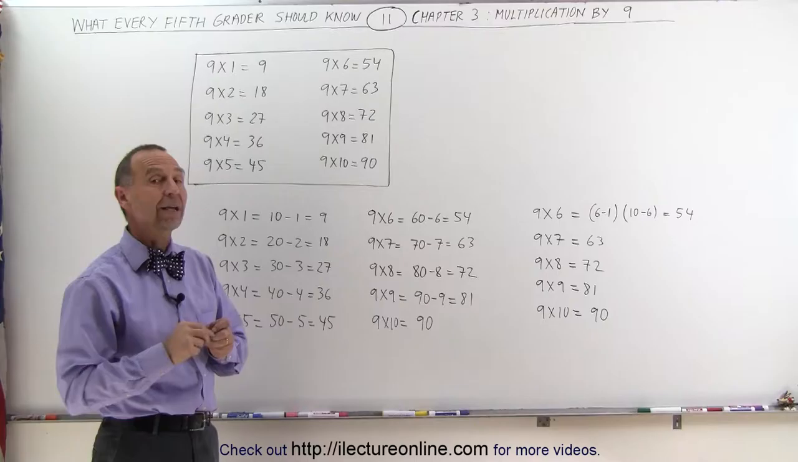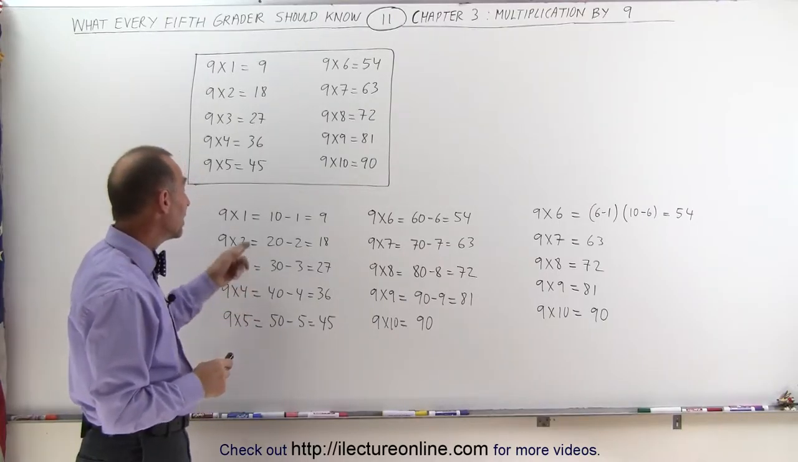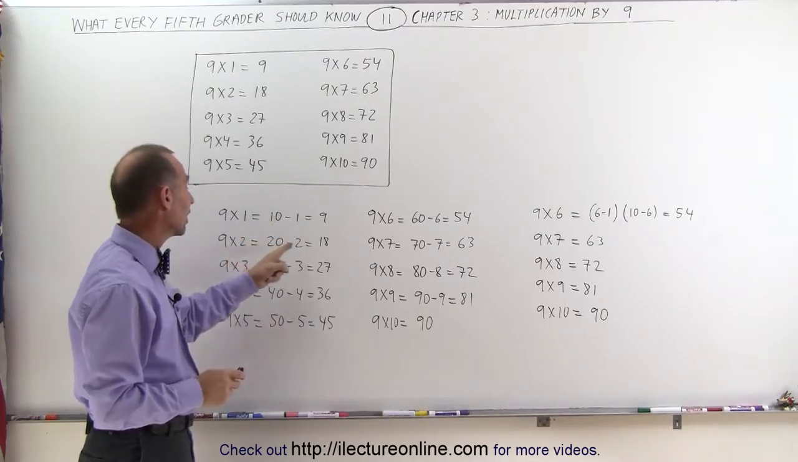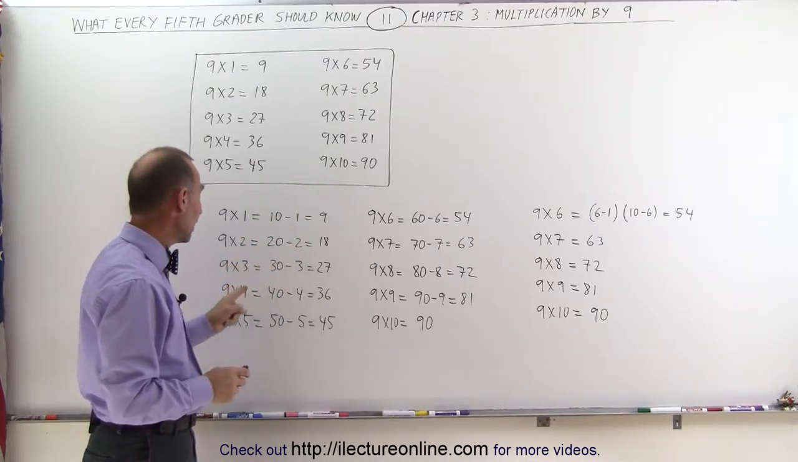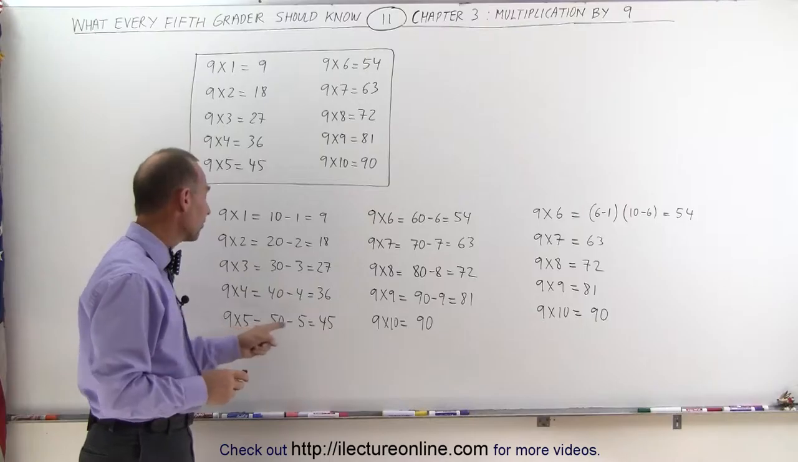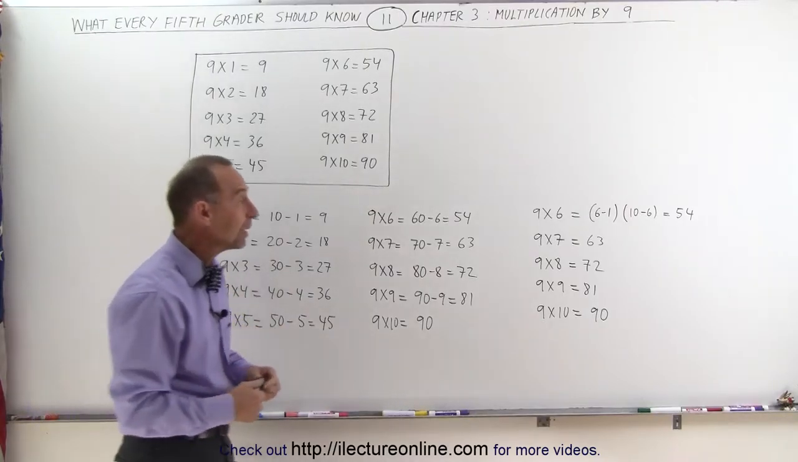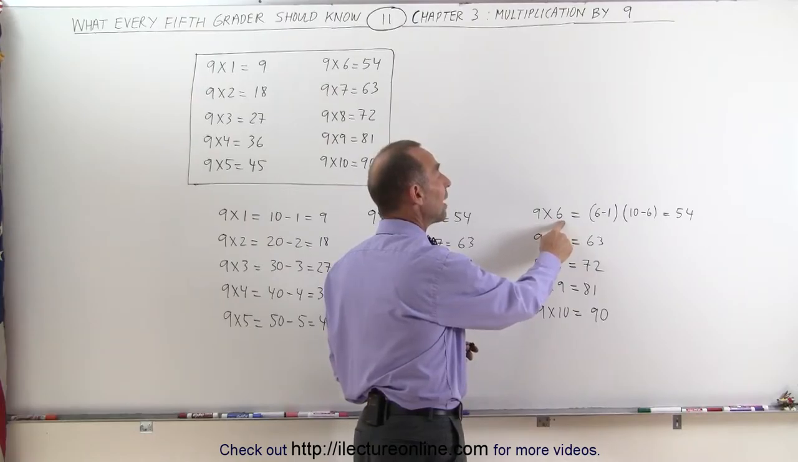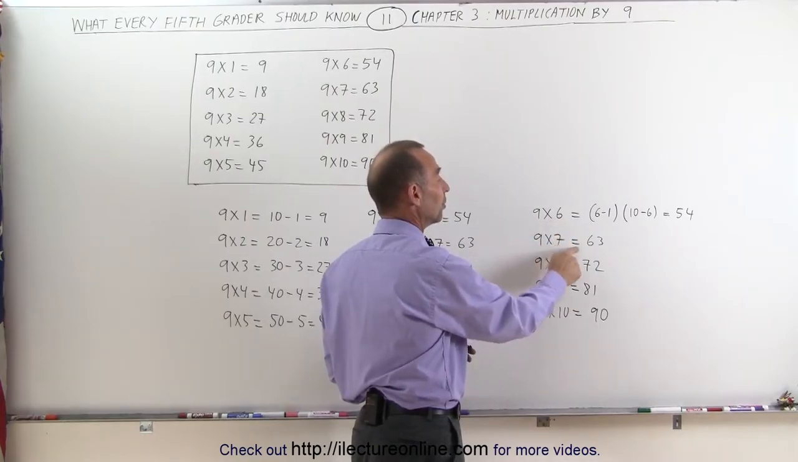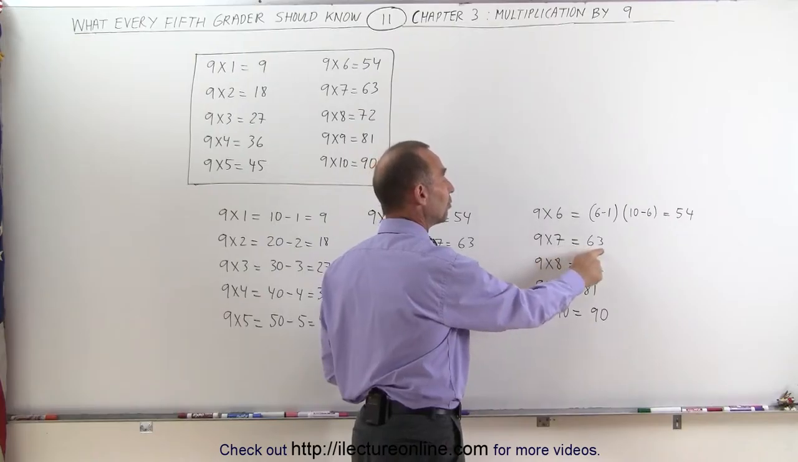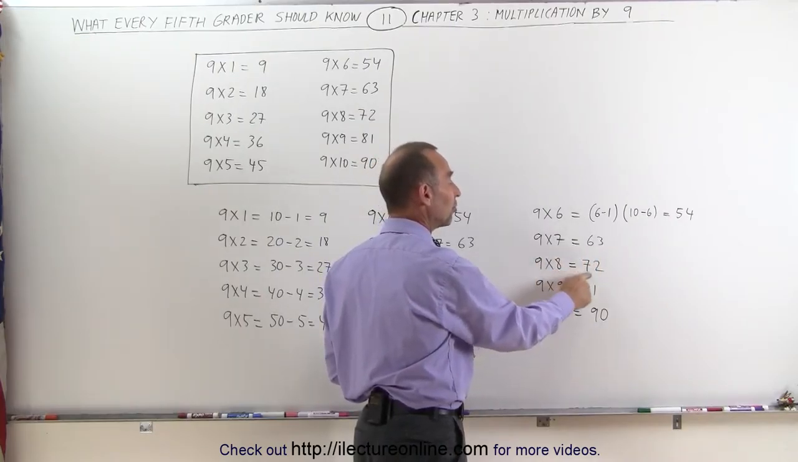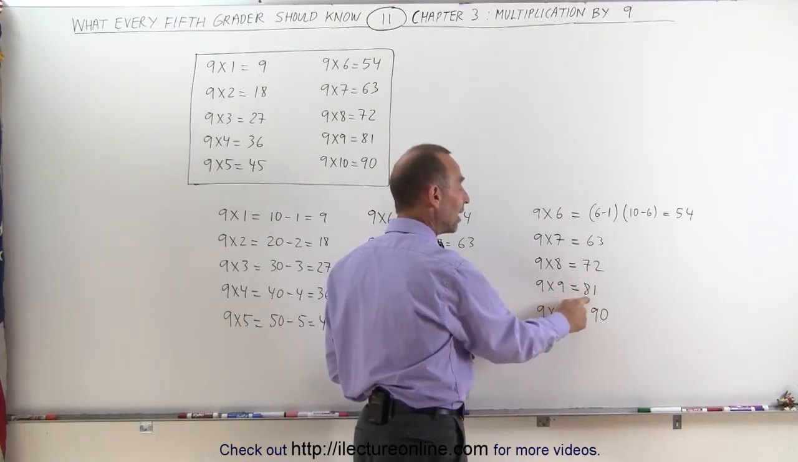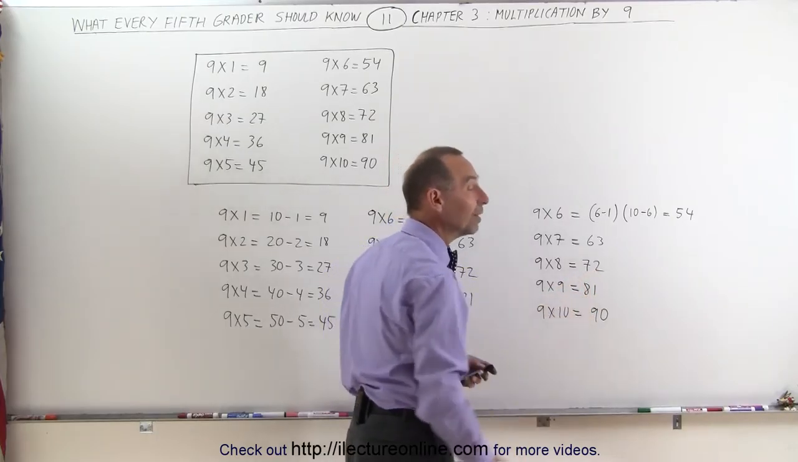And so very quickly, I was able to come up with the answers to the multiplication tables of multiplying times 9 by simply either adding a 0 and taking 1 away, adding 0, taking 2 away, adding 0, taking 3 away, adding 0, taking 4 away, adding 0, taking 5 away. And when the numbers became bigger, I simply subtracted 1 from that number and then added 10 minus that number: subtract 1 from the number, which is 6, add 10 minus 7, which is 3; subtract 1 from that number, which is 7, add 10 minus 8, which is 2; subtract 1 from this number, which is 8, and add 10 minus 9, which is 1.